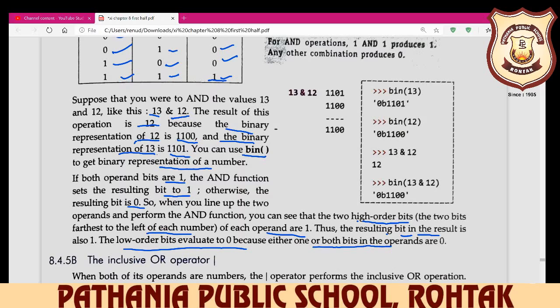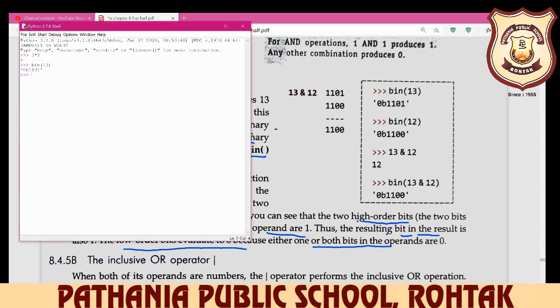For example, how do you use bin? You write down bin and then you write down 13. It displays your binary representation. For example, you write down bin 11. It displays the binary.